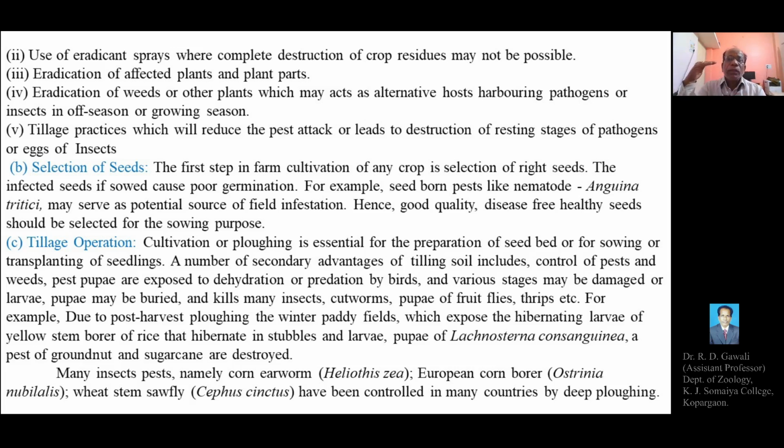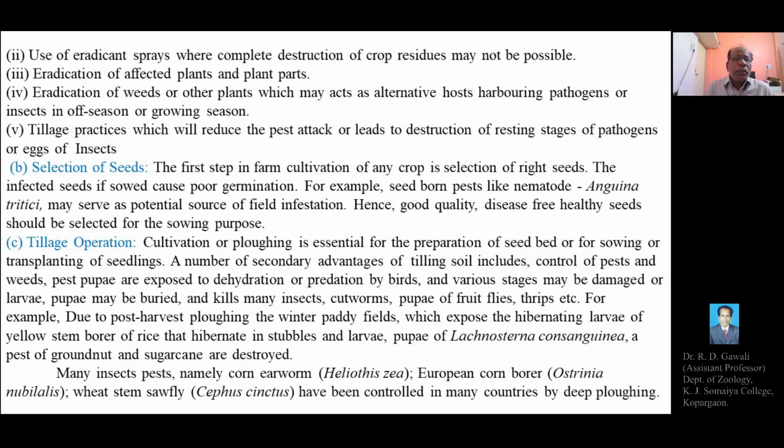With a cultivation or deep ploughing practice, these stages can be buried, or the stages which are present below the surface of the land get exposed to the sunlight and get dried and die. So this will help in the killing or destruction of many insects, cutworms, pupae of fruit flies, thrips, or eggs, whatever the stages of the life cycle of the insect pest present in the soil, which are eliminated due to the tillage operations.